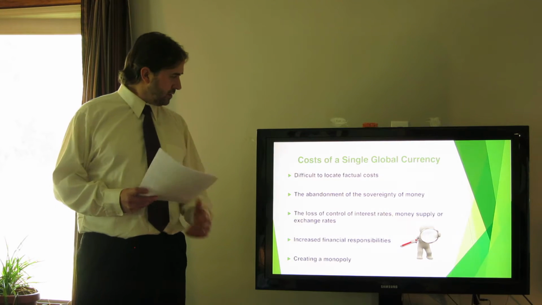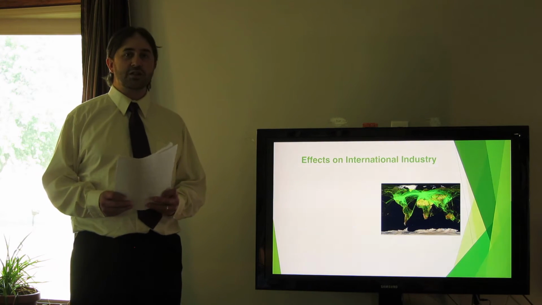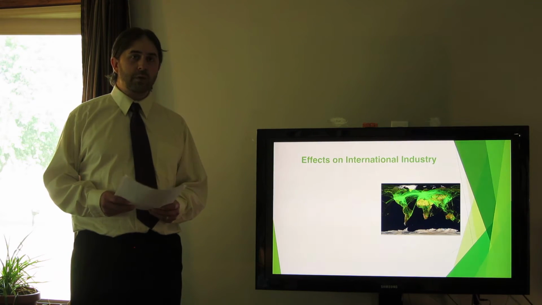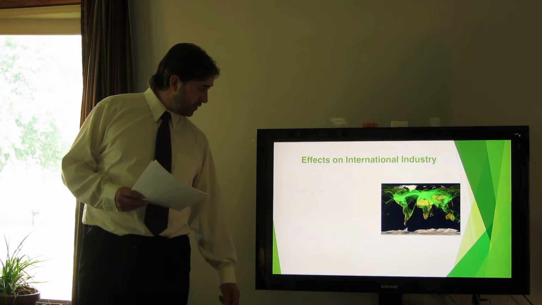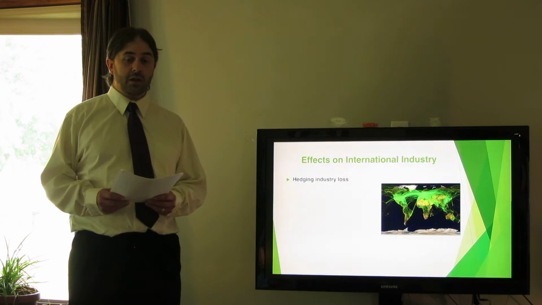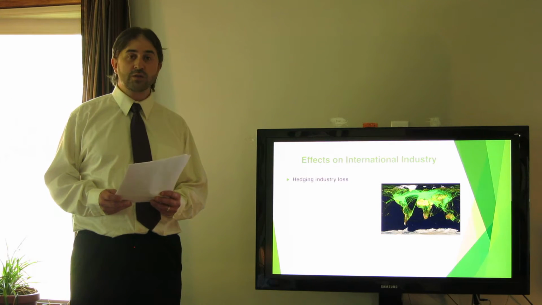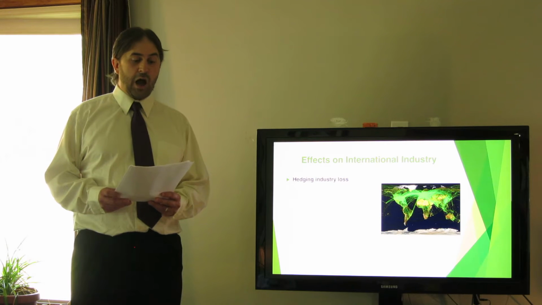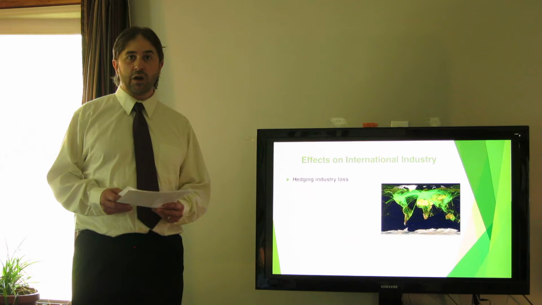Now, moving on, we would like to look at the effects on international industry. What would happen with the issuance of a single global currency? Well, the first one would be a major loss to the hedging industry, and this would be in the realm of currency derivatives. Basically, when international trade happens, one currency will be bought for another one.